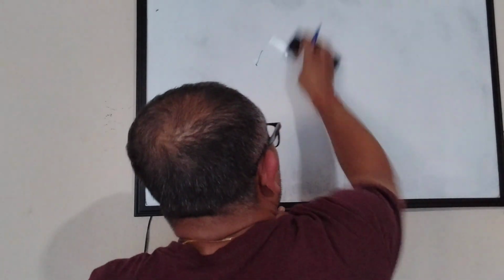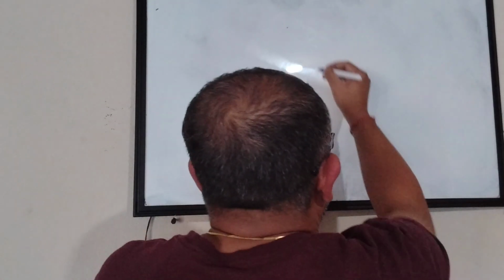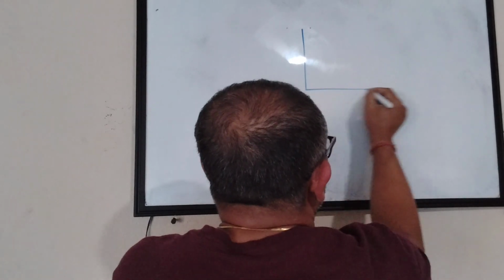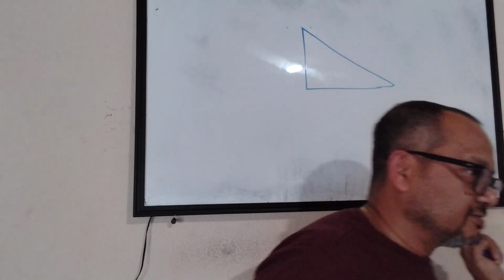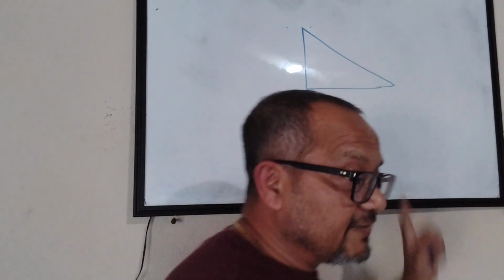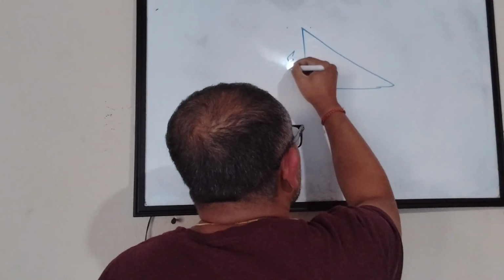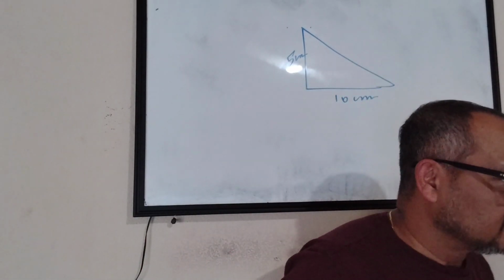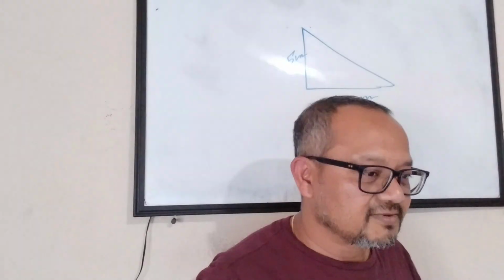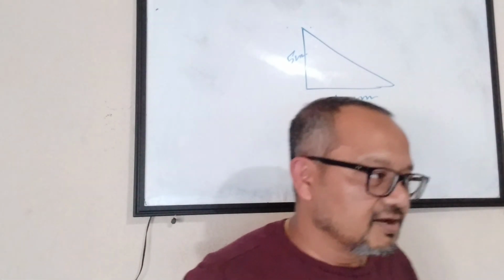Now, do you guys know, I said area of a triangle. Let's say this is my triangle, let's take an easy triangle, a right angle triangle. If I say find out the area of this triangle, do you know how to find it? If I say 5 centimeter and 10 centimeter. You do 5 times 10, then you divide it in half.